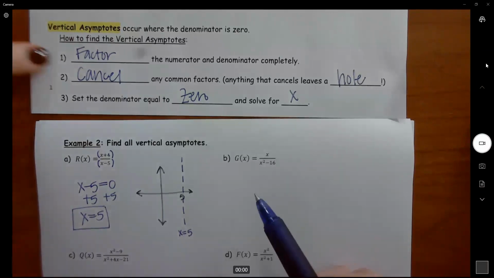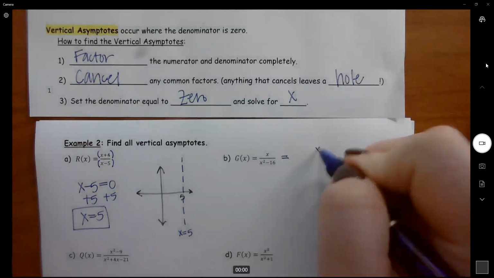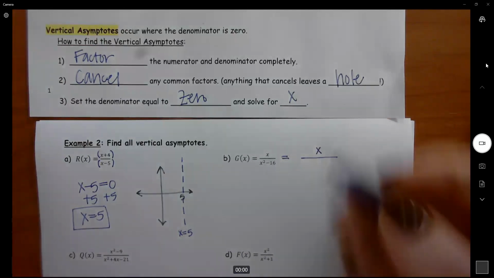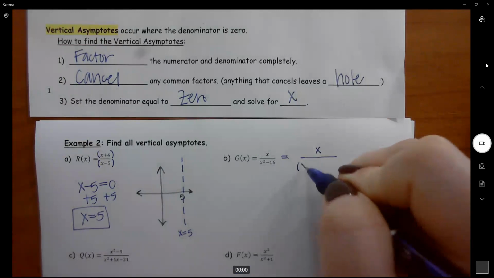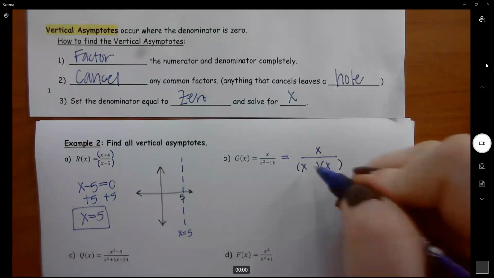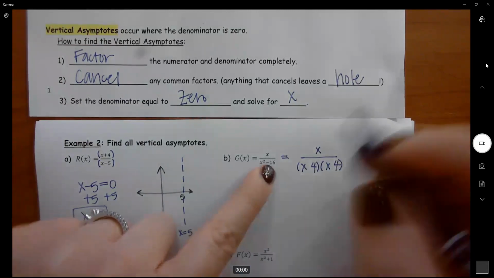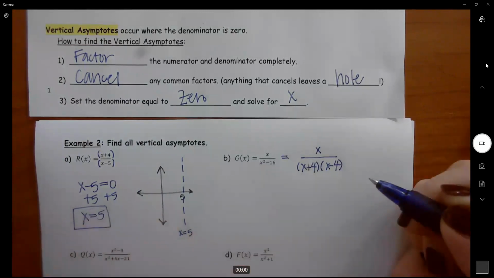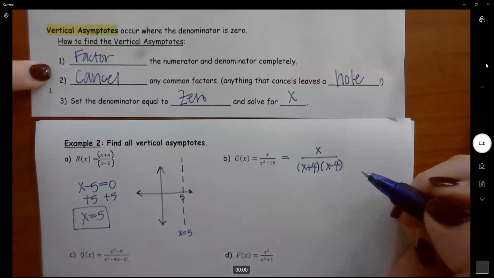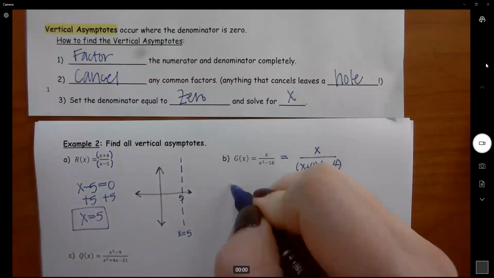Okay, on B, we need to factor, and in this one we can. I can't do anything with the top, but the bottom here is a difference of squares. To get x squared, you multiply x times x. To get 16, you multiply 4 times 4. Because it's the difference, to get that negative 16, you have to do one plus and one minus. Step 2 is to cancel any factors that are common. We don't have any, so we'll go to step 3, which is set the denominator equal to 0.